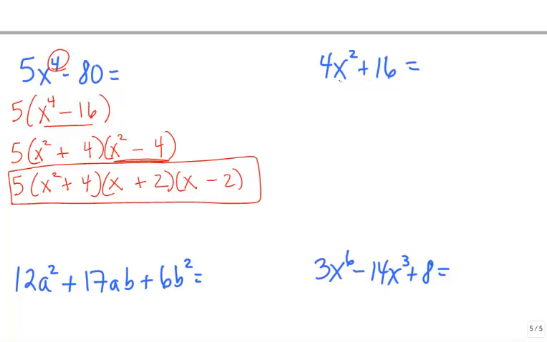4 goes into 4 and 4 goes into 16. So if I pull out a 4, I'm left with x squared plus 4. Now don't stop here, double check. Does what's left factor anymore? And in this case, no, it doesn't because it's a sum of squares, not a difference of squares. So this is where we have to stop. We can't factor any further.